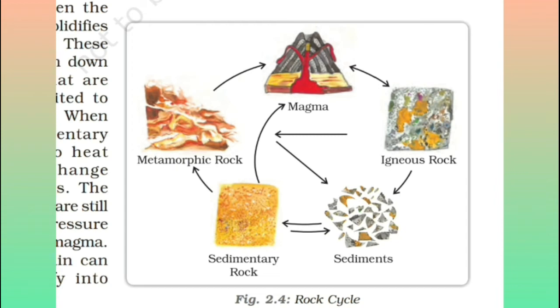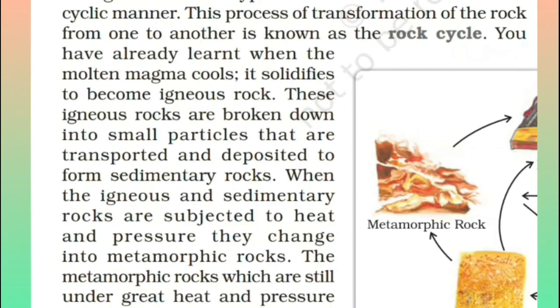You have already learned when the molten magma cools it solidifies to become igneous rocks. These igneous rocks are broken down into small particles that are transported and deposited to form sedimentary rocks.